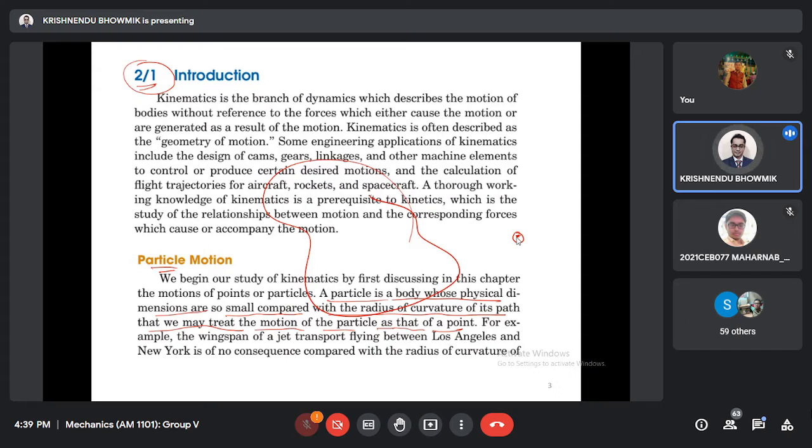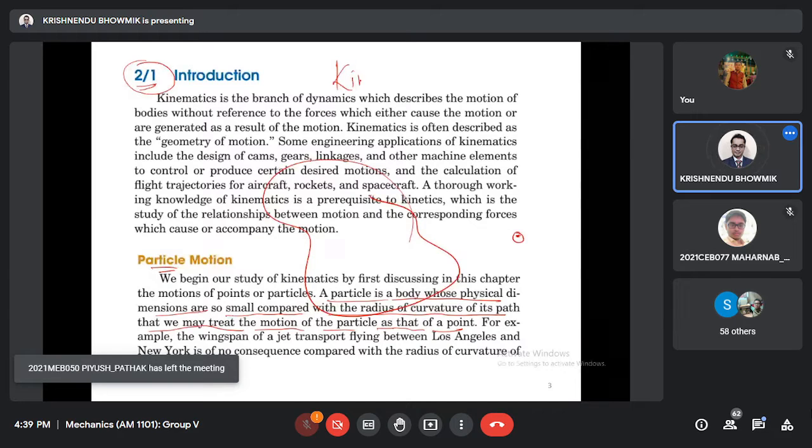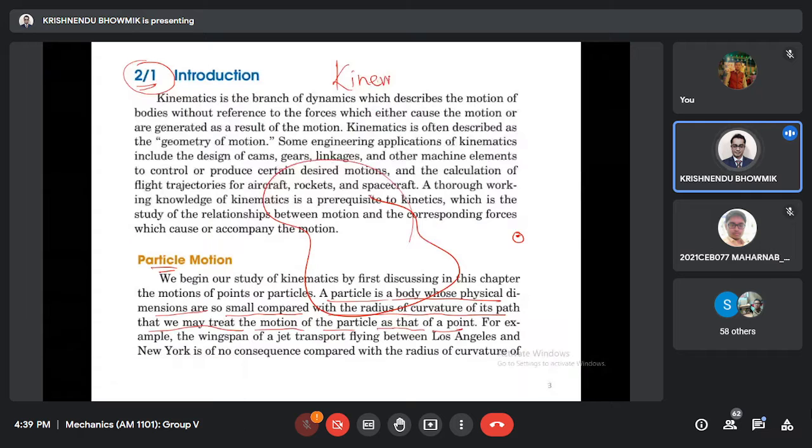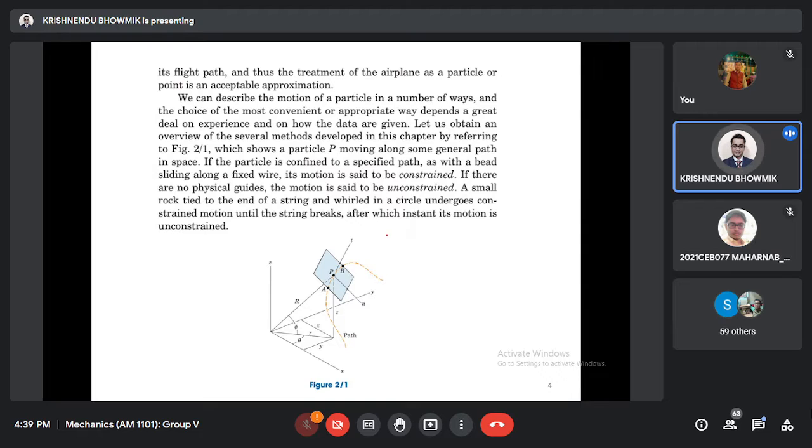So you have to read 2.1, 2.2, 2.3, 2.4 for kinematics, nothing more. Don't be confused by seeing the volume. Kinematics, and we will solve some classic problems using the problem sheet, which I will be giving today itself. So first of all, we have a three-dimensional state, like the XYZ space we call.